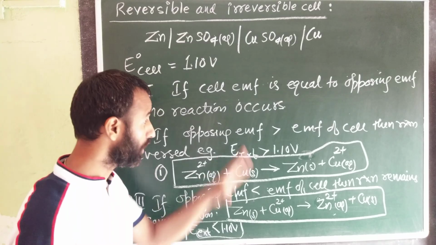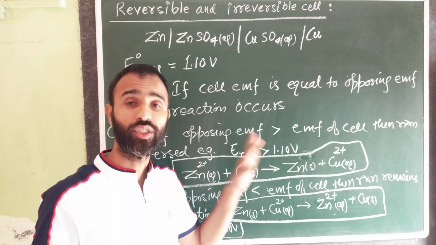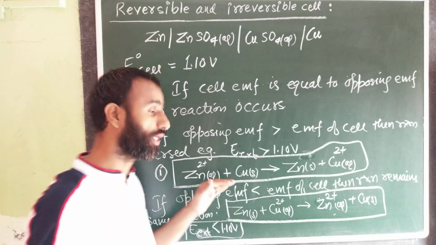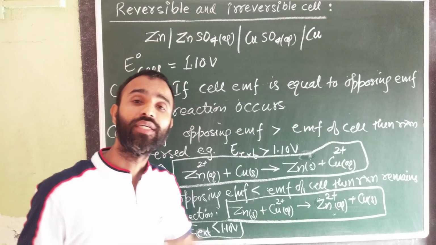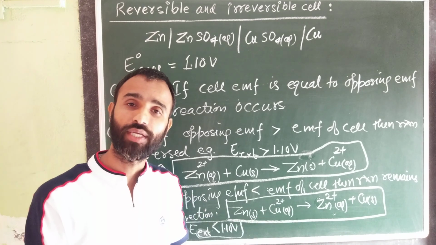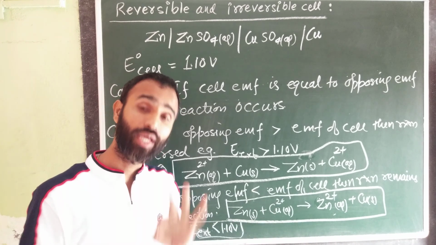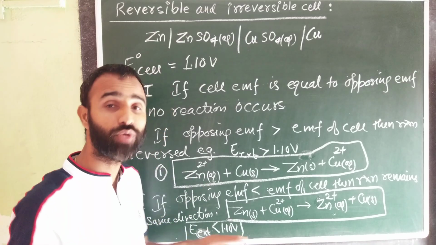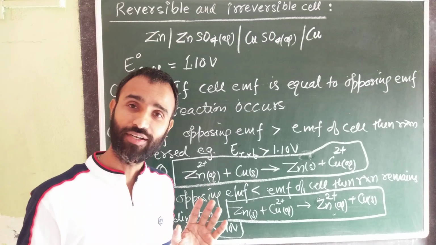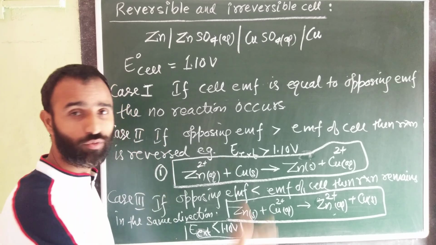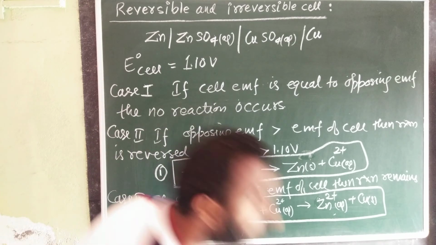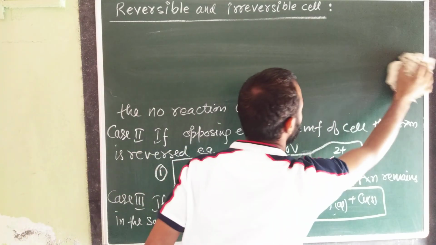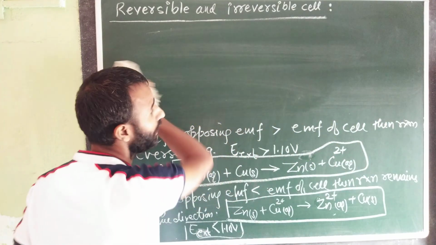Reversible cells are used to make a thermodynamic relation between the energy of a chemical reaction and the electrical energy produced by the cell. Then only it works. We need reversible cells, right? Now let us talk about irreversible. An irreversible cell is one in which a different reaction takes place, meaning the cell is not actually reversed.